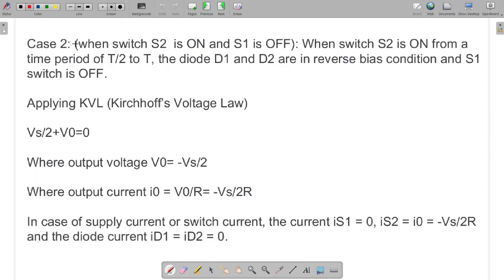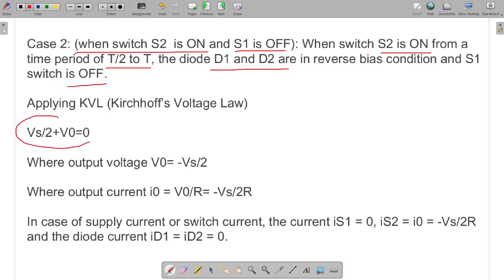In case 2, we are considering S2 is on and S1 is off, for the period T by 2 to T. Because S2 is on, it is short circuited, and diodes D1 and D2 are in the reverse bias condition. S1 is in the off condition.